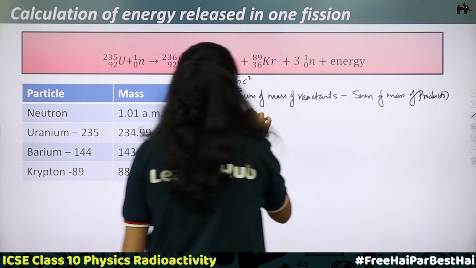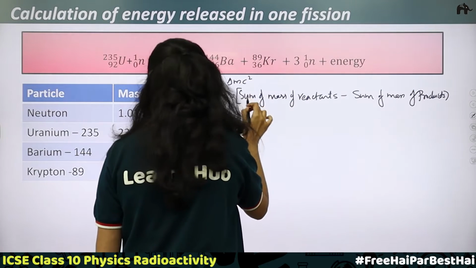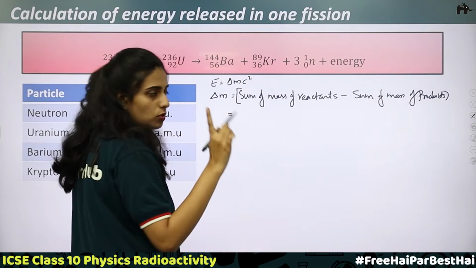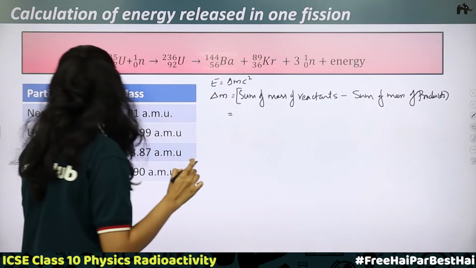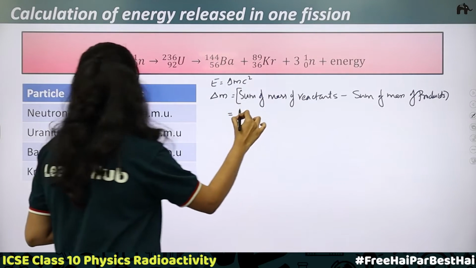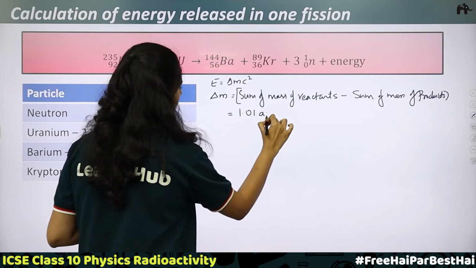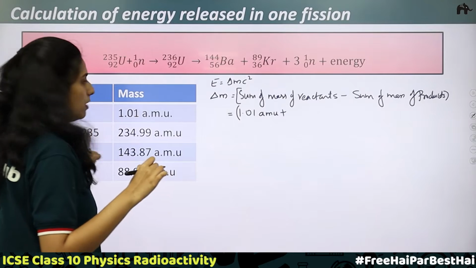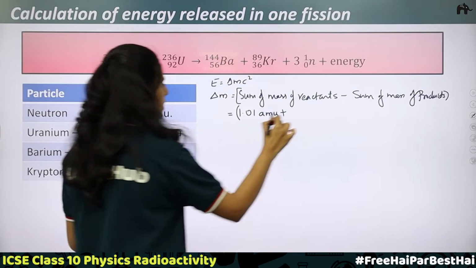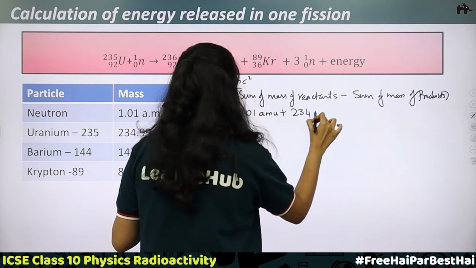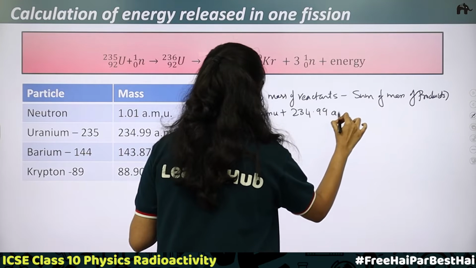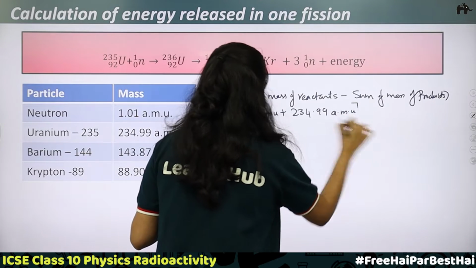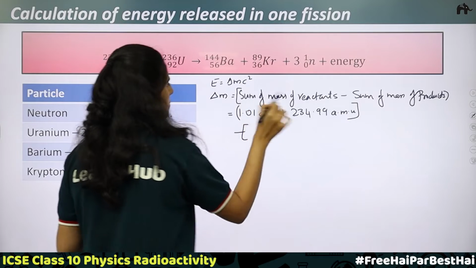Here the reactants are a neutron and uranium-235. The mass of the neutron is 1.01 a.m.u, plus the mass of uranium-235, which is 234.99 a.m.u, minus the sum of the mass of products.